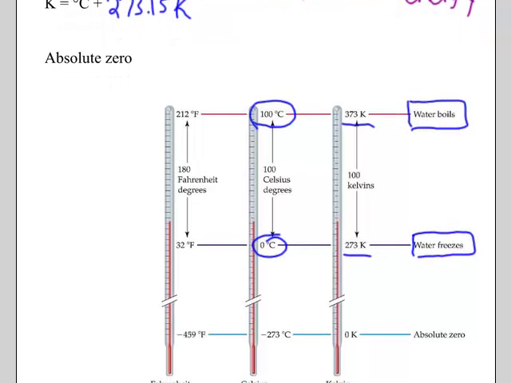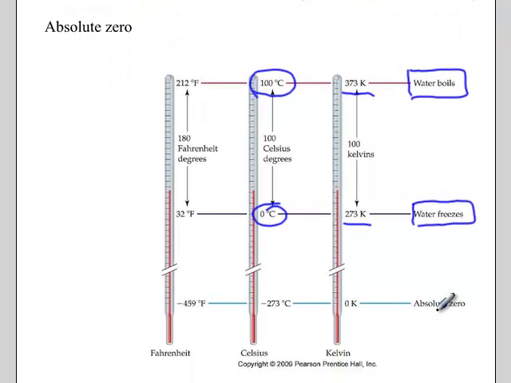The coldest temperature that is possible is called absolute zero. And absolute zero happens to be at negative 273 degrees Celsius. If you add 273 to that, you get 0 Kelvin. So the nice thing about the Kelvin scale is you never have a negative temperature, where in degrees Celsius and in degrees Fahrenheit, you can have a positive or a negative temperature.